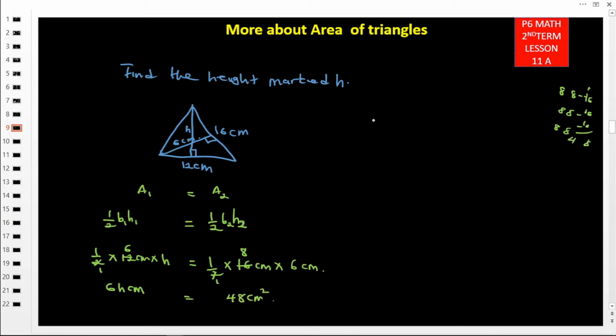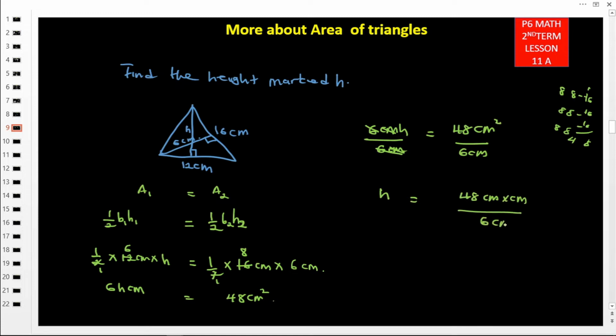So from here we have 6 centimeters times h is equal to 48 centimeters squared. We divide both sides by 6 centimeters. 6 by 6 centimeters will remain with our h. So here we have 48 centimeters squared, which means centimeter times centimeter, out of 6 centimeters. So centimeter goes with 1 centimeter, then 6 into 48, and we get 8.